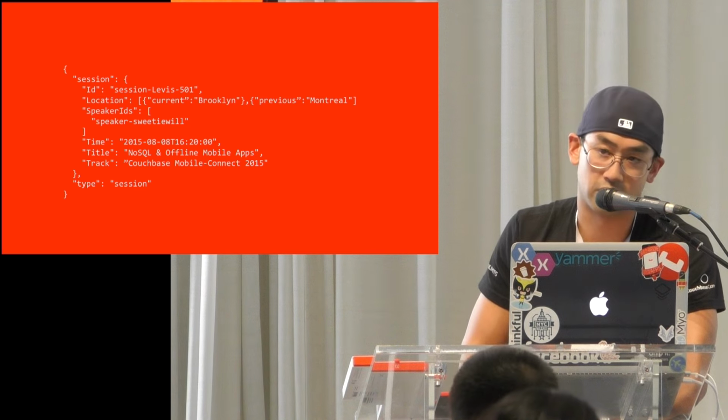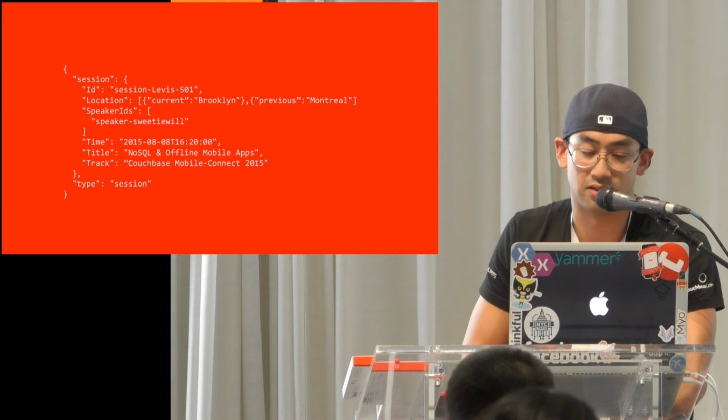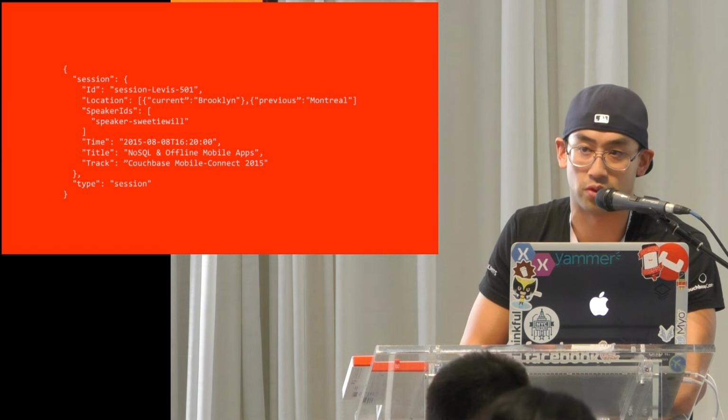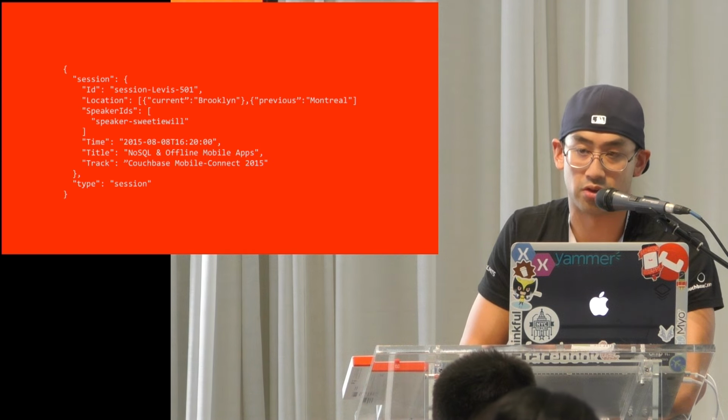This is what NoSQL looks like, right? It's just keys and values. This is one object. The type is, you can query for a key called type, and the value is called session.